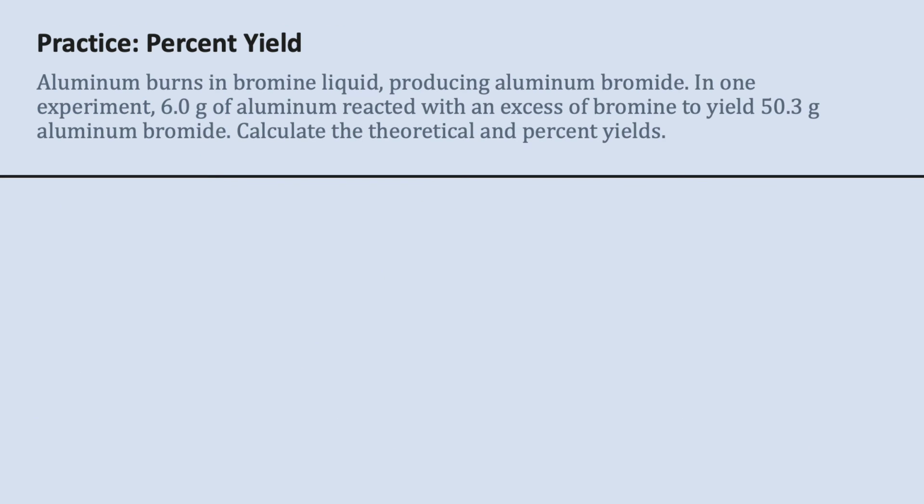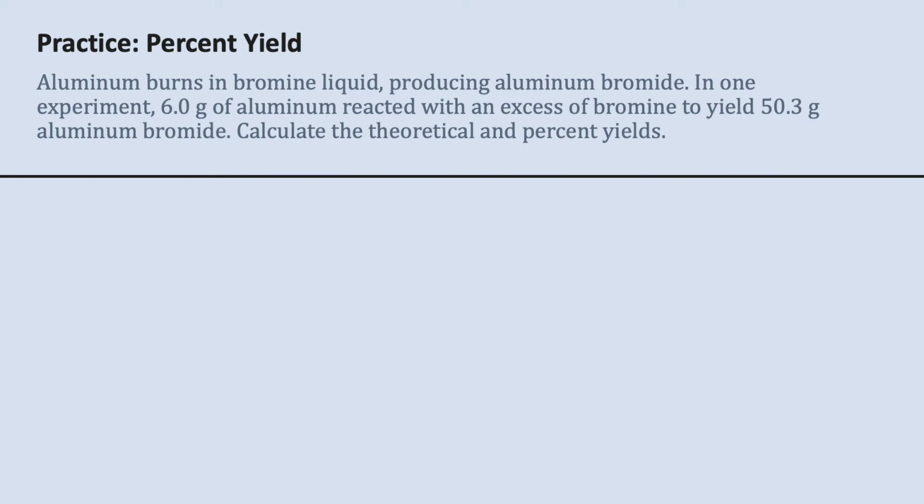All right, let's take it a little bit further and do a percent yield. So what we're going to look at is aluminum burning in bromine to produce aluminum bromide. In the experiment we're looking at, we have 6 grams of aluminum reacted with an excess amount of bromine to yield 50.3 grams of aluminum bromide. Now, normally, with the percent yield problems, you have to first do a limiting reactant problem, but this just told you that the aluminum was the limiting reactant.